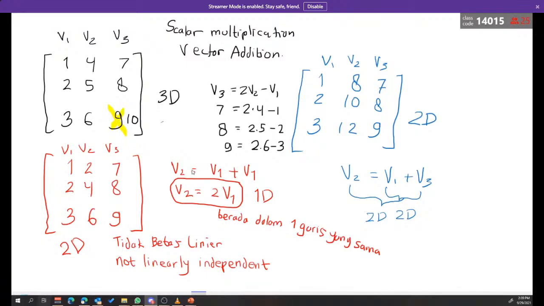And also V2 is basically V1 plus V1. So basically if you can manage having all the vector from another vector by operating through the scalar multiplication or vector addition, then it's not linearly independent.